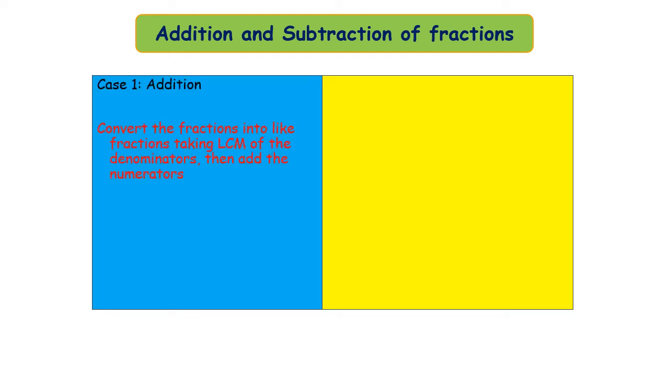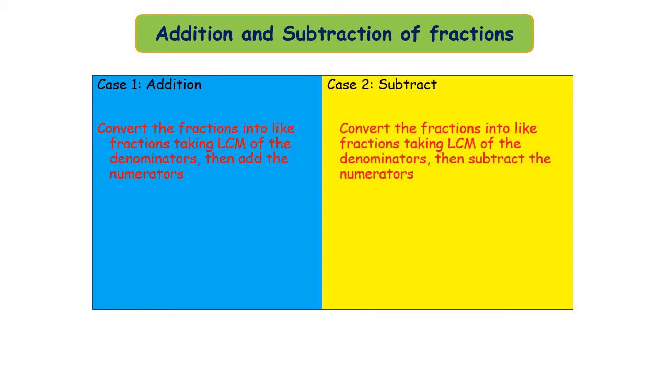To add two fractions you have to simply convert them into like fractions. And how do we convert two fractions into like fractions? You can do it by taking the LCM of the denominators. When they are like fractions, simply add the numerators and you will get the answer. Similarly, for subtraction, you convert the fractions into like fractions by taking the LCM of the denominators and then subtract the numerators.